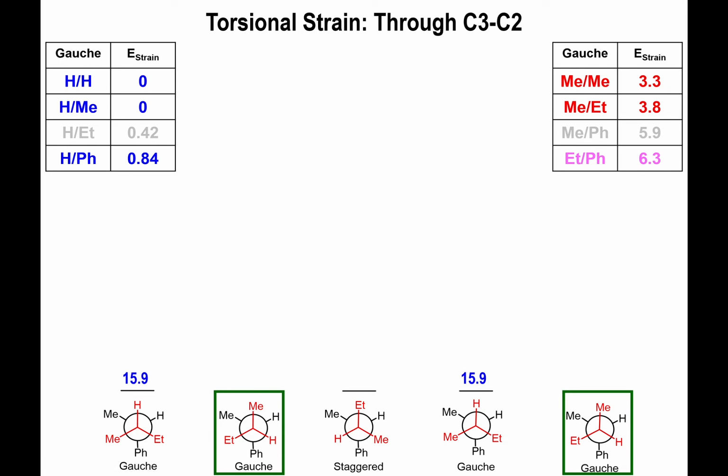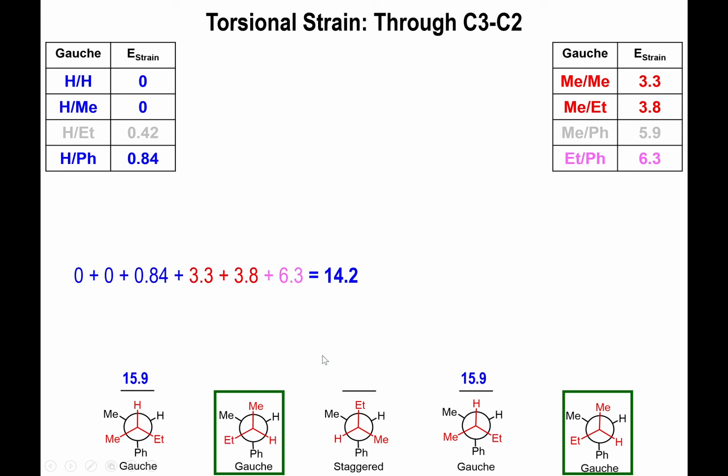All right, so now looking at the structures right here, notice that once again methyl is on top, ethyl is on the left, hydrogen is on the right, and that's true for the structure on the very end right there. So these two are basically the same structure. So we do the same thing. We have methyl on methyl, that's one interaction. Methyl on hydrogen, that's another. Hydrogen on hydrogen, hydrogen on phenyl, phenyl on ethyl, ethyl on methyl.